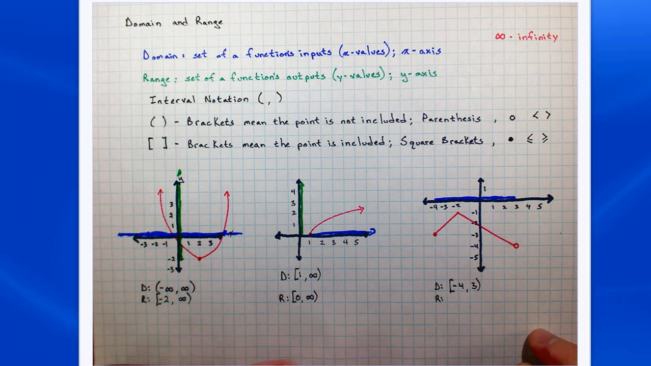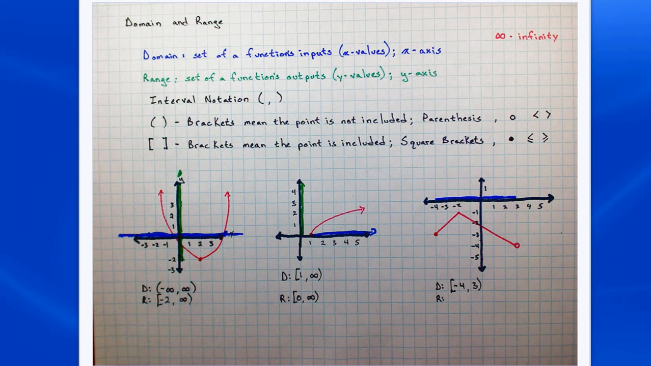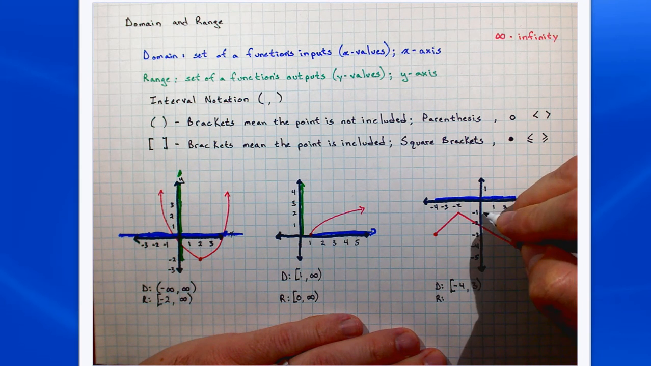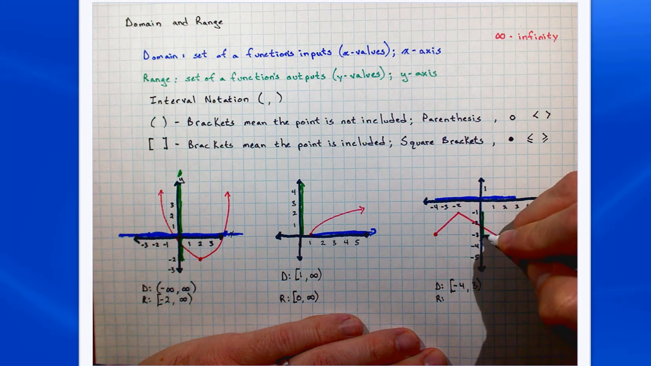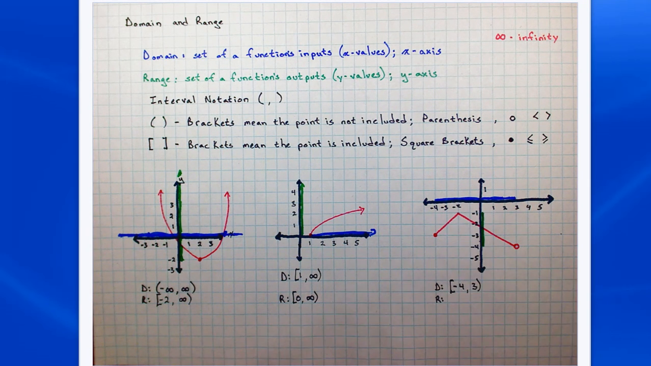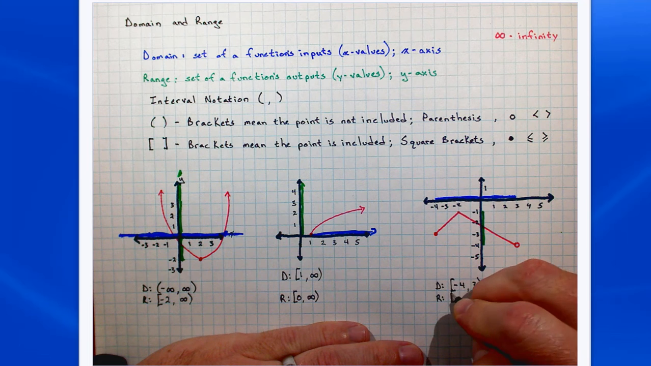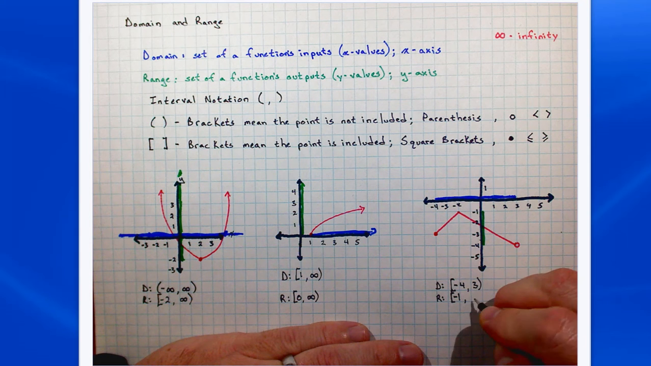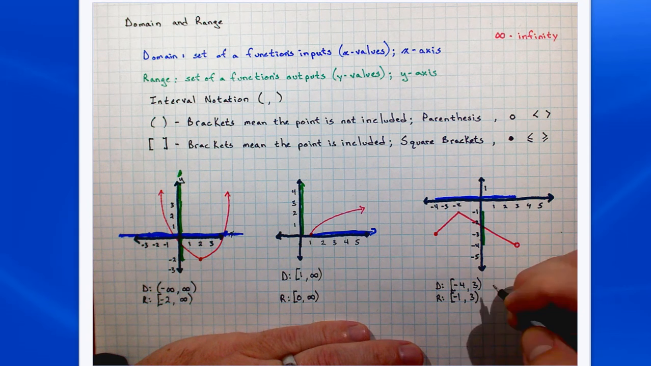Range. Range deals with your y-axis. I go to my highest point, 1, and I go down to my lowest point, -4. Is -1 included in there? Yes. It's part of the graph. So, whoops, wrong color. -1 is included. But what about down here to 3? Not included, parenthesis.